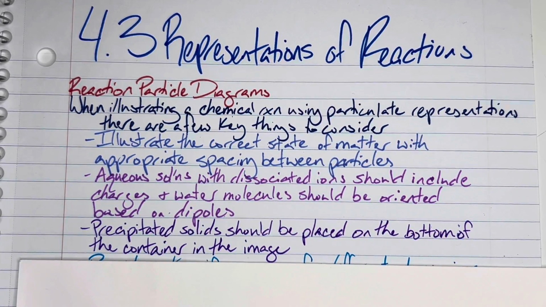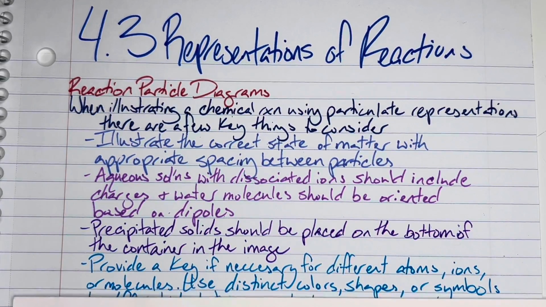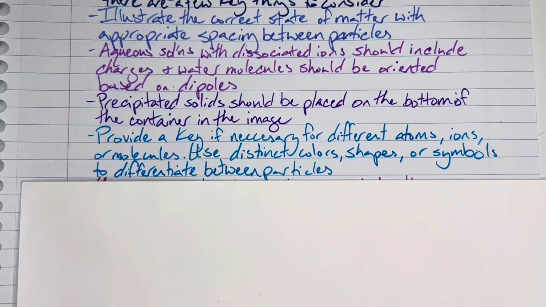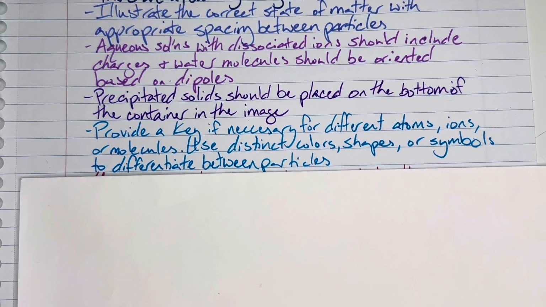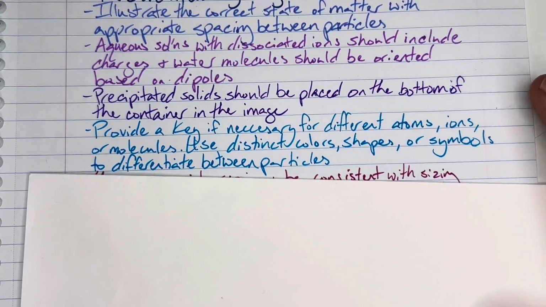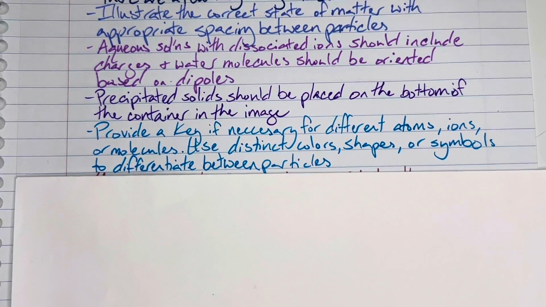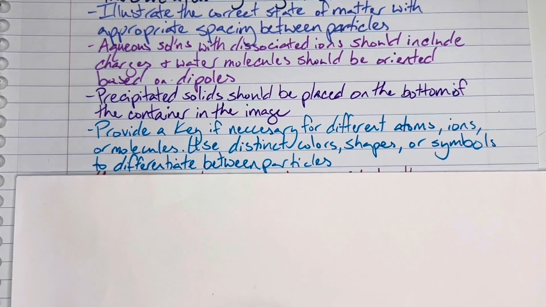Any precipitated solid should be placed at the bottom of the container in the image, and you should go ahead and provide a key that allows the reader to see what exactly is going on in your diagram, what thing is what. Make sure to use distinct colors, shapes, or symbols in order to differentiate those particles further. Don't rely exclusively on writing out the compound's formulas and charges. Instead, use shapes and colors to help differentiate.